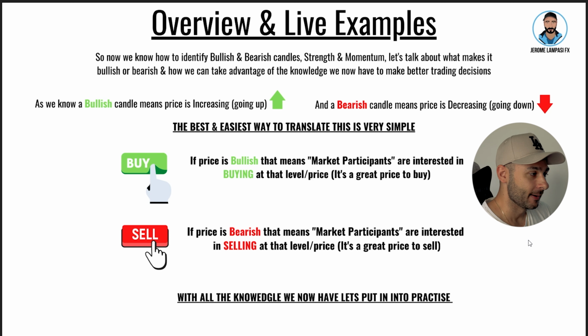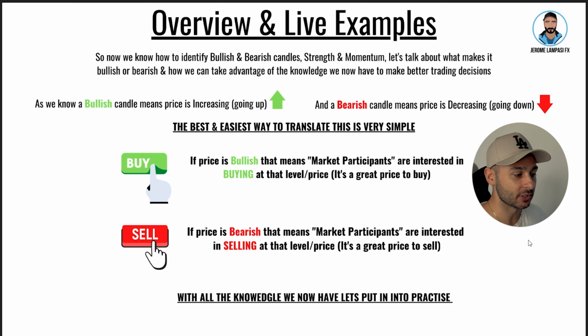Overview and live examples. So now we know how to identify bullish and bearish candles, strength and momentum. Let's talk about what makes it bullish or bearish and how we can take advantage of the knowledge we now have to make better trading decisions. As we know, a bullish candle means price is increasing, going up, and a bearish candle means price is decreasing, going down. So bullish, buyers are interested; bearish, sellers are interested. The best and easiest way to translate this is very simple.